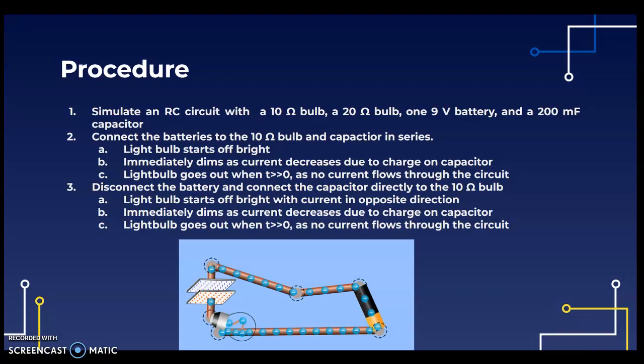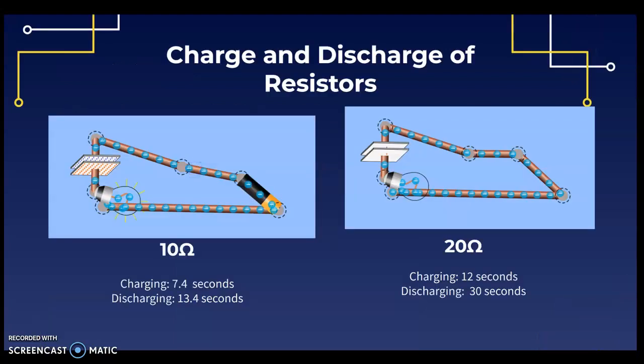Next, we disconnect the battery and connect the capacitor directly to the 10 ohm bulb. Again, the light bulb starts off bright, with the current in the opposite direction. It immediately dims as the current decreases due to the charge on the capacitor. And finally, the light bulb goes out when t is much greater than 0 as no current flows through the circuit. For the 10 ohm resistor, the charging time was 7.4 seconds and the discharging time was 13.4 seconds.